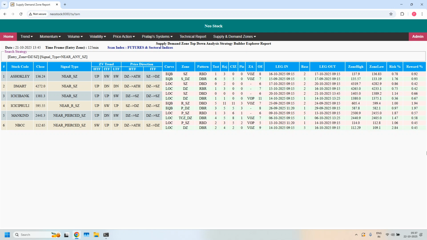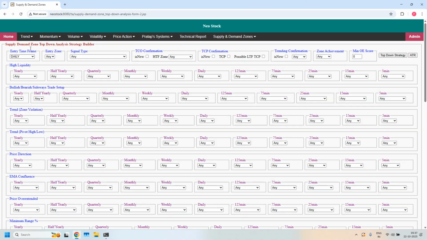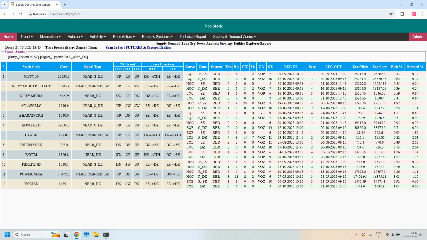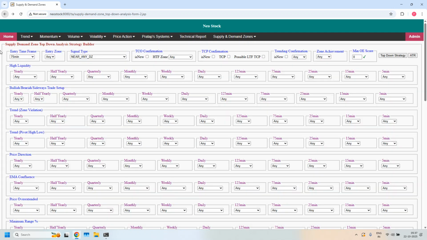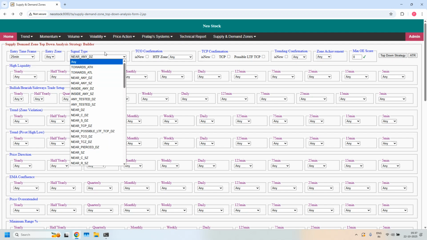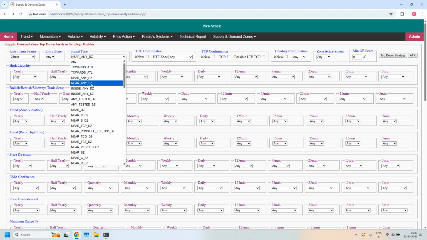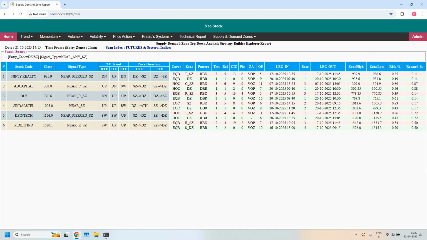Next time frame 75 minutes already generated in the beginning of the report. Stocks near 75 minutes demand zone. We got 12 stocks. Sorry, 75 already generated in the beginning. So 25 minutes time frame. Stocks near 25 minutes demand zone. We got 7 stocks. Next, stocks near 25-minute supply zone. We got 6 stocks.